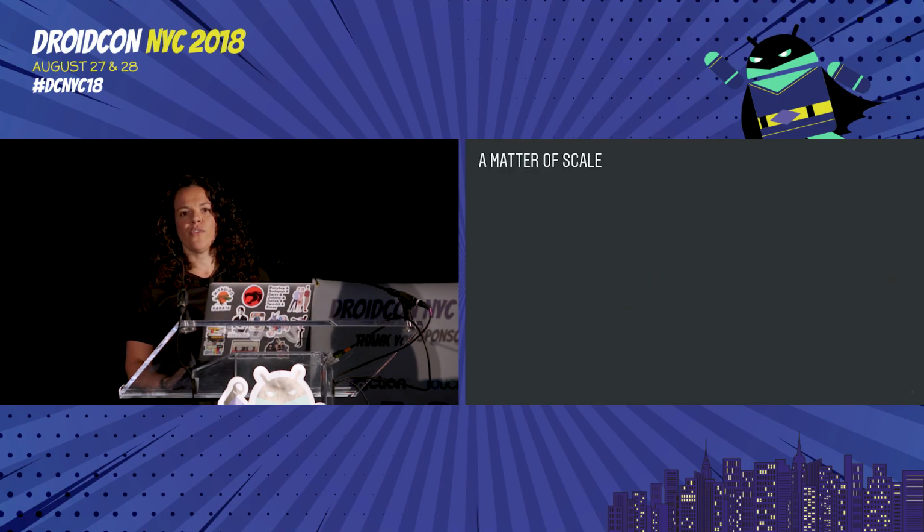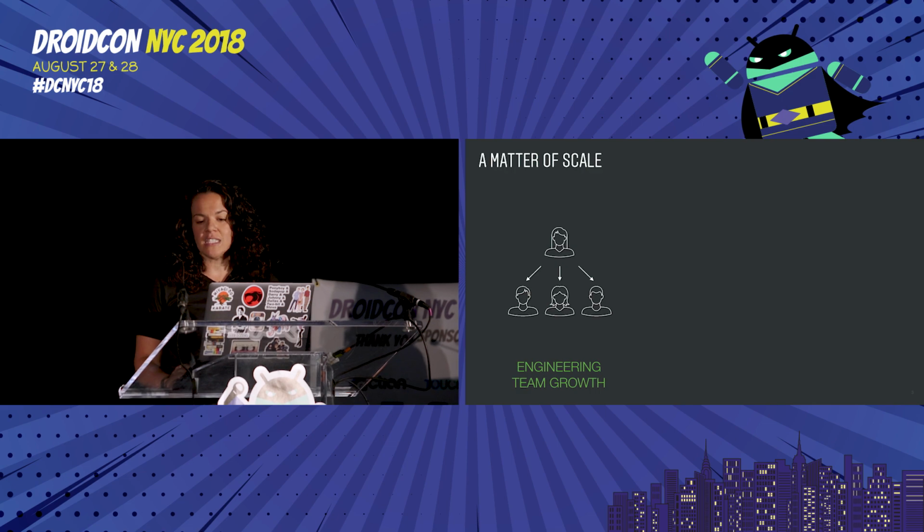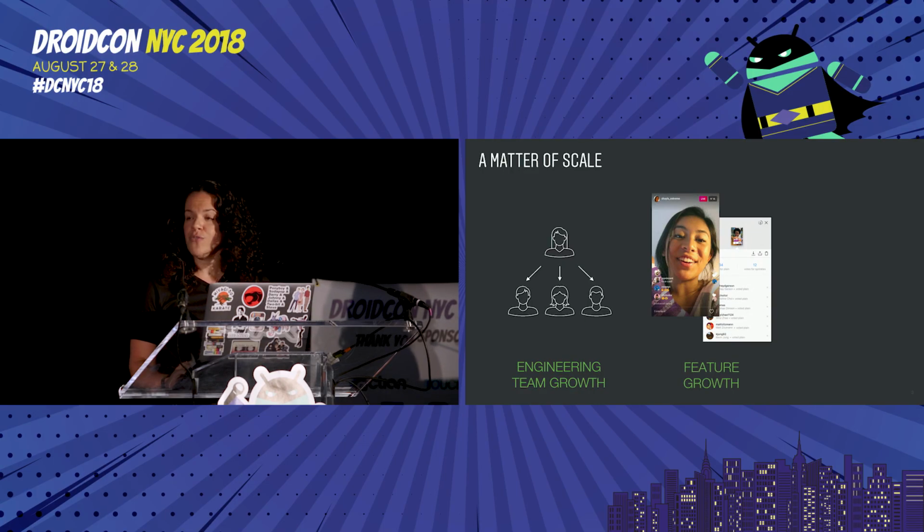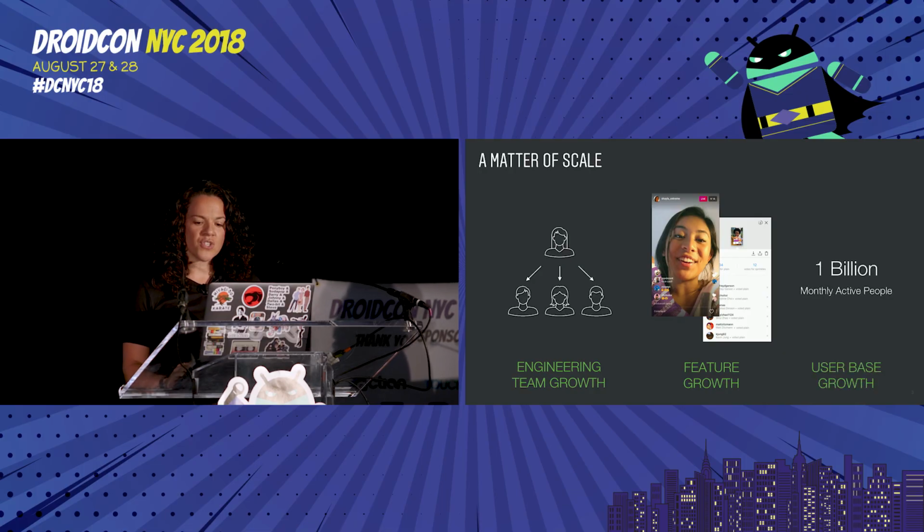So let me start with an overview of Instagram's scale to set the scene for why modularization is important to us. Our engineering team has grown significantly across 3 offices since last year. Besides adding a wealth of new feature functionality to the app, we've started to expand into a family of apps with the recently released IGTV. Finally, our user base continues to grow, and we just crossed the major threshold, hitting 1 billion monthly active people.